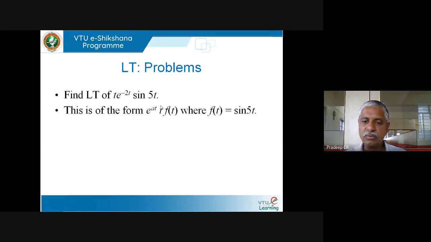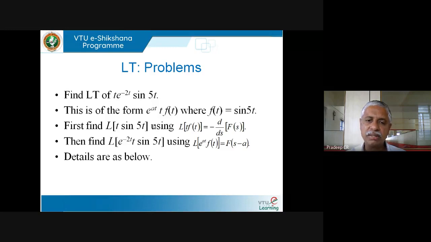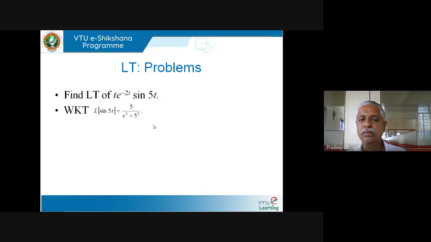So this is what I will do. First I will find Laplace of t sine 5t using this, and then I will find Laplace of e power minus 2t t sine 5t using this. So how do I want to do that? Here are the details. If I want to find Laplace of t e power minus 2t sine 5t, first I will observe that I know Laplace of sine 5t is 5 by s square plus 5 square. And now Laplace of t sine 5t is just differentiate this once with respect to s.